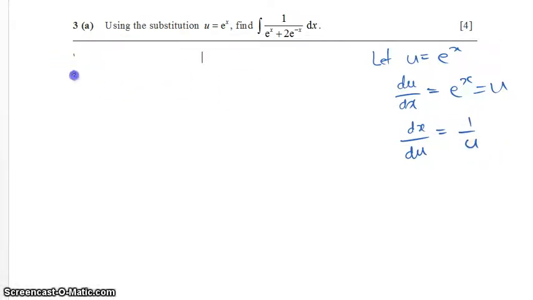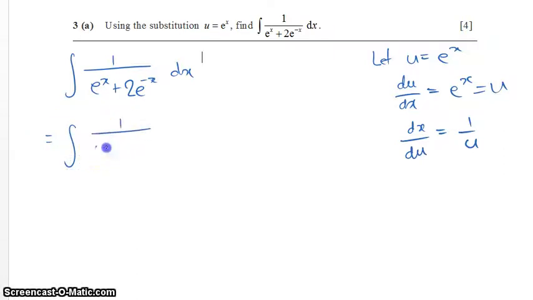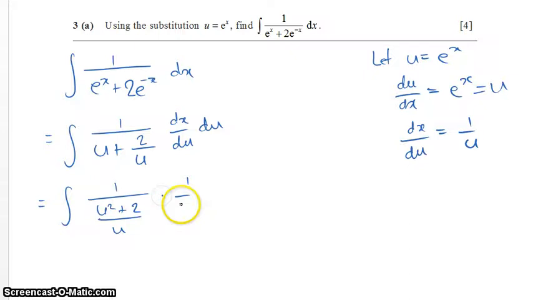Okay, so what can we say about the integral of 1 over e to the x plus 2e to the minus x dx? Well, that's going to now be the integral of 1 over u plus 2 over u, dx by du, du. So that's going to be the integral of 1 over u squared plus 2 over u times 1 over u. So these two will cancel out, du. And then this we recognize again as u squared plus a constant squared. In this case it's root 2 squared. And that is our tangent inverse.